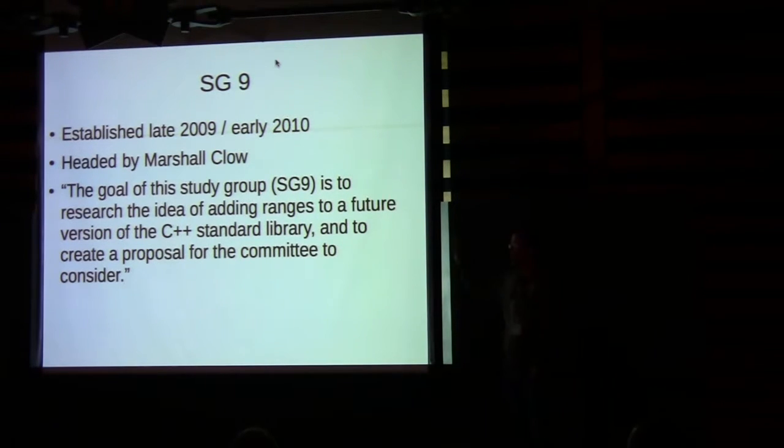And in his welcome mail, he said this: the goal of this study group is to research the idea of adding ranges to future versions of the C++ standard library and to create a proposal for the committee to consider. And in the time since, and partially before, a lot of people have created their own range libraries, doing what they think ranges should look like. And I want to show a little bit of that work and to compare it.